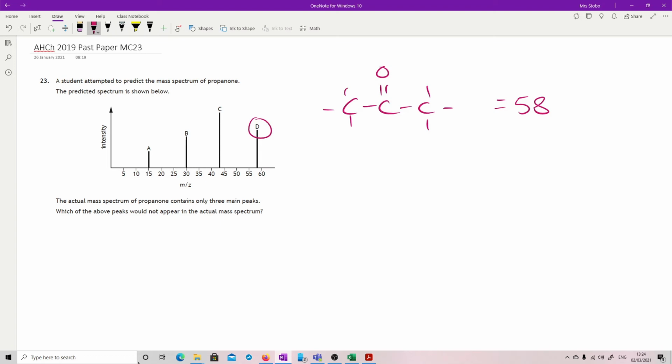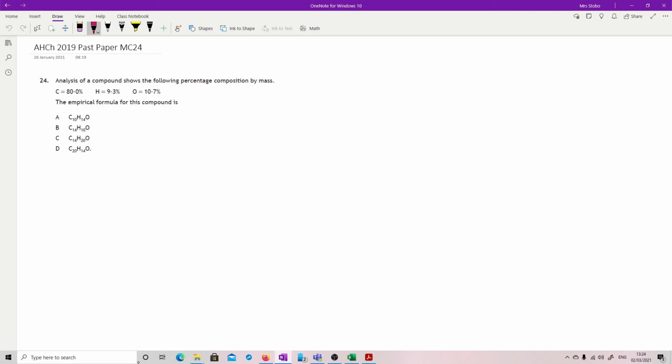Then you've basically just got to smash it up and see what would happen. So if I broke it here, I would get a methyl peak at 15. That's good. And my other side here would be 43. That's good. This one is wrong, because that would involve you taking the methyl groups from both sides and then rejoining them, not just kicking them out of the original molecule. So B, correct answer here.